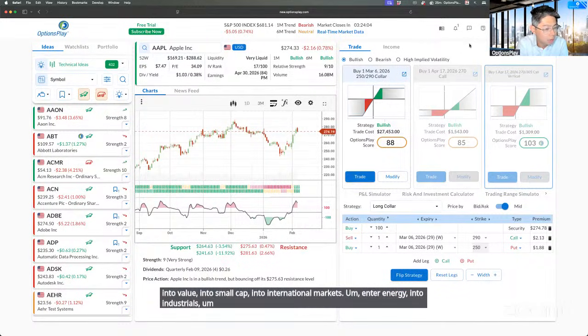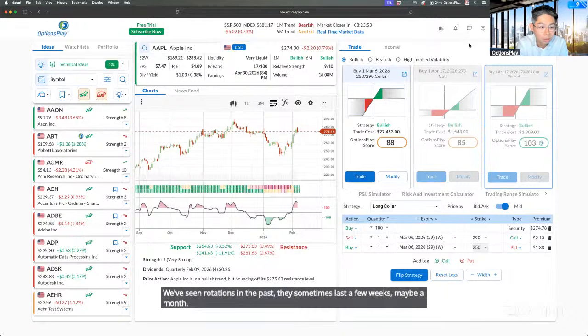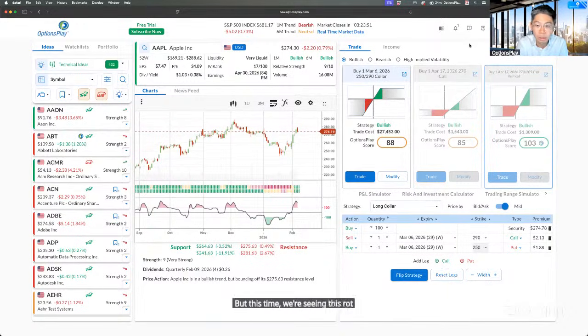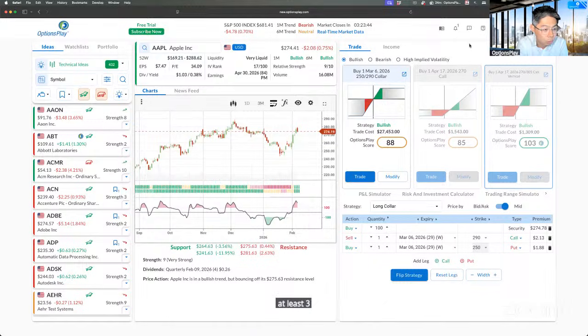Something that we generally haven't seen in a long time, and certainly not a rotation that's been this durable. We've seen rotations in the past, they sometimes last a few weeks, maybe a month, but this time we're seeing this rotation last multiple months now. Tech has underperformed the S&P 500 by at least 3 months, if not more.